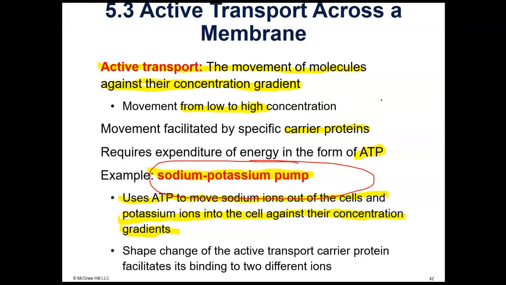The sodium-potassium pump is probably the most common example of active transport that we use in biology, because almost every cell has sodium-potassium pumps in the plasma membrane. So the sodium-potassium pump uses ATP to move 3 sodium ions out of the cell for every 2 potassium ions that it moves into the cell. This would be against their concentration gradient, and it would require ATP.